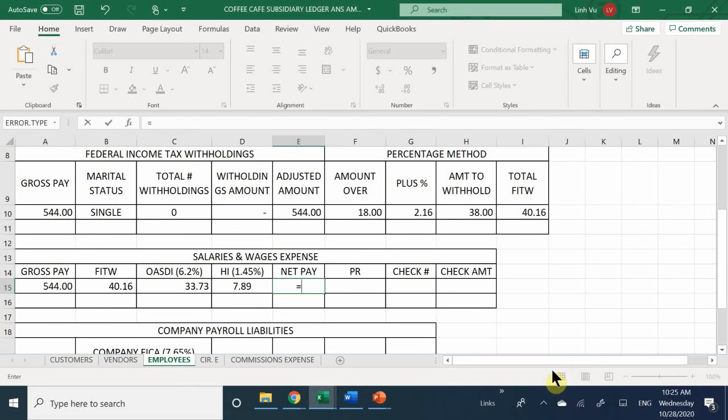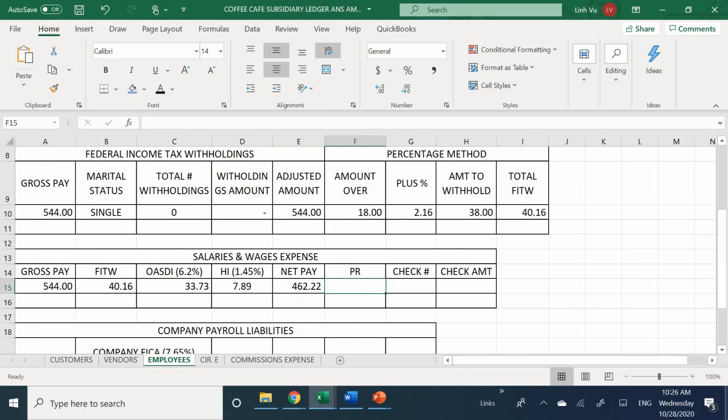So if all of these taxes are taken out of her paycheck, what is going to be her net pay? All right, we're going to take our 544, subtract the $40.16, subtract the $33.73, and subtract the $7.89 to get $462.22. Post reference is going to be what journal we're on. So we're at journal 18. Check number, because we have to properly write her a check.